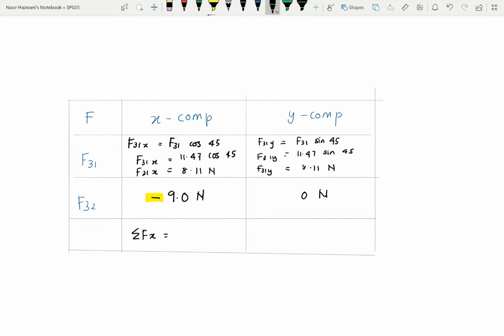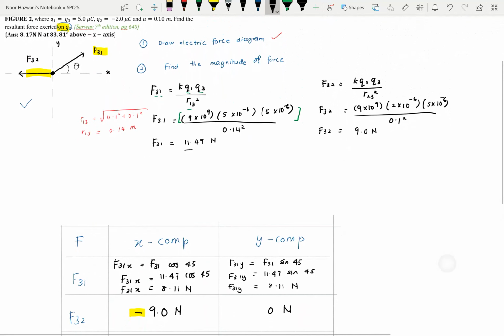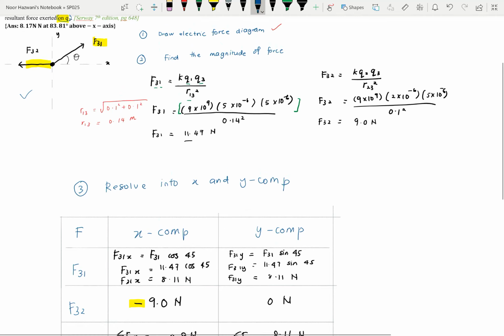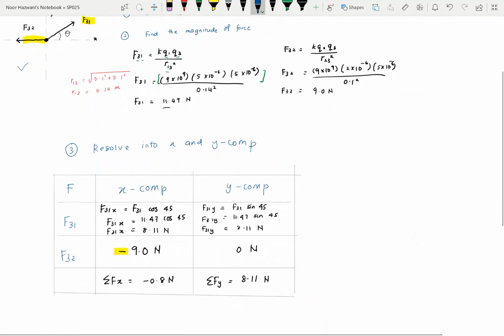And then ni sekarang bawah sekali you akan cari summation Fx you. You akan tambah mengikut kolom. So, 8.11 you tambah dengan negatif 9. Then you will get negatif 0.8 Newton. And then y component you akan dapat 8.11 Newton. Positif lah. Okay, I terlupa tadi letak the third step kat sini. Resolve into x and y component. Lepas you resolve, you dah dapat summation Fx and then you dah dapat summation Fy.